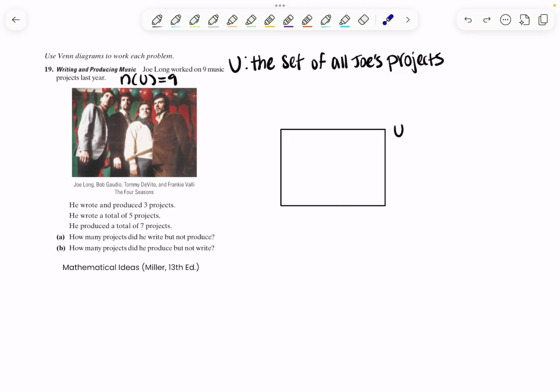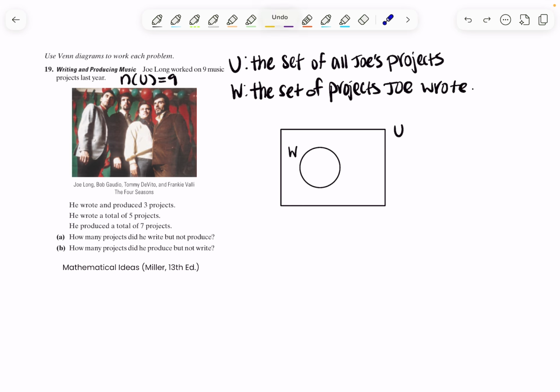So out of these 9 projects in this box here, we have a set of them that Joe wrote, so we're going to have a set called W, which will be the set of projects Joe wrote, so W for wrote. And then we also have a set of those projects that Joe produced. So we're going to have a set P, which is a set of projects Joe produced, so P for produce.